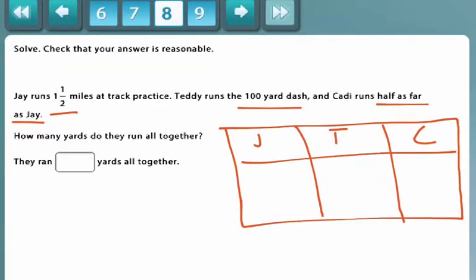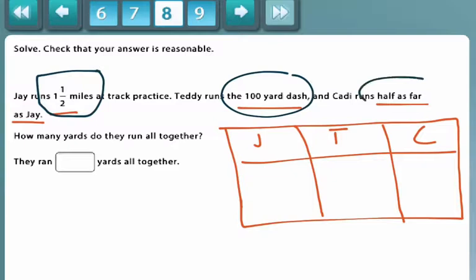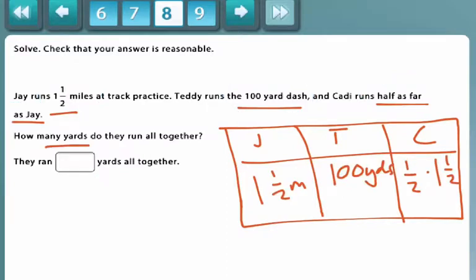Problem 8 is also a multi-step problem, so they're giving you different measurements. They're giving you miles, they're giving you yards, and they're giving you half as many as J. So you have to do a part-whole model to figure that out. What you're looking for is you need to convert all these into yards because they're asking you how many yards they did altogether. So I plug in my numbers into my part-whole model. I have 1.5, 100, and then half of 1.5.